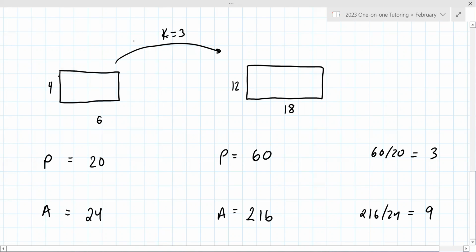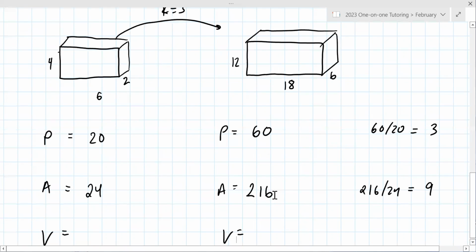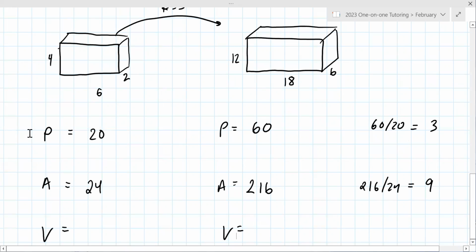Now we're going to add a little wrinkle to this. Let's say we now made these 3-dimensional. This is 2. What would this one be? It would have to be 6. Okay. So now I want you to calculate the volume of each. So 4 times 6 times 3 would equal the original, 72.